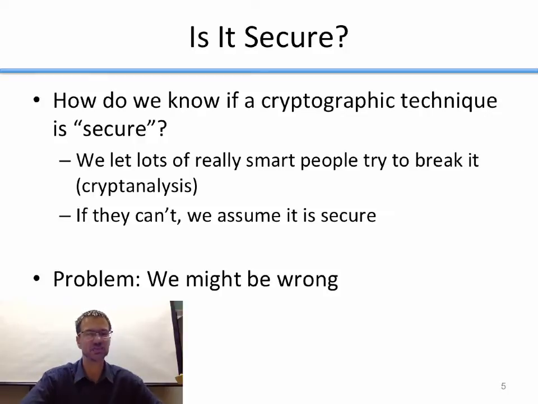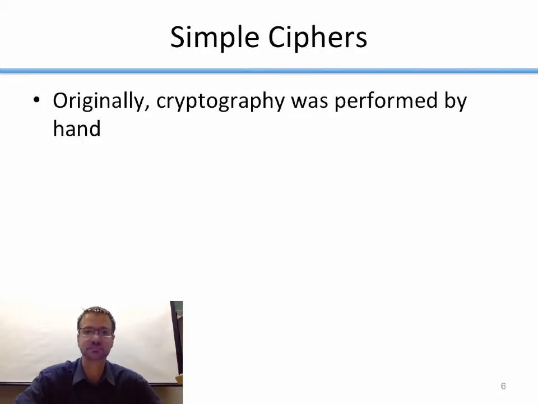The problem with that is that we might be wrong, and frequently we are. Every cryptographic technique that exists will eventually be deemed insecure, either due to advances in technology or advances in people's understanding of mathematics or something. So the only way that we know if something is secure is we just say, well, lots of smart people can't do anything against it right now, so it's probably okay. Keep that in mind as we talk about more advanced cryptography later, that that's really all we have as a way to guarantee security, is just the idea that lots of other really smart people can't break it.